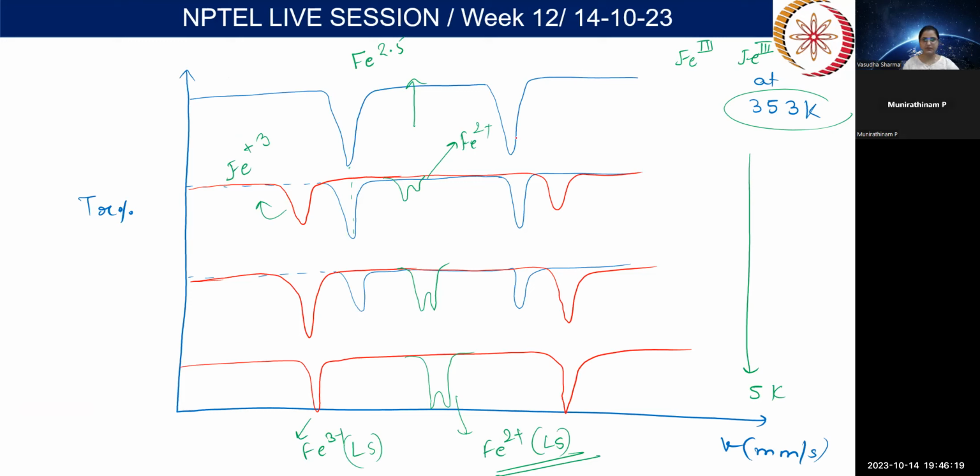Okay. So this was completely delocalized, and both irons were coming as Fe2.5. How do we get to know? Its delta value is the average of Fe2+ and Fe3+. Now, earlier what we used to see is that Fe2+ was having major splitting compared to Fe3+, but here it's the reverse. And the splitting of Fe2+ is very less.